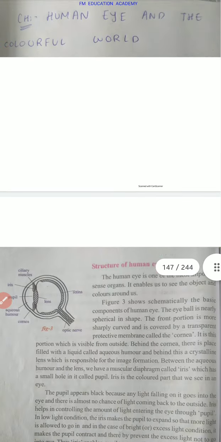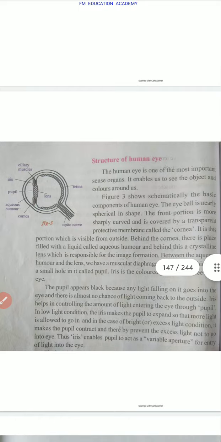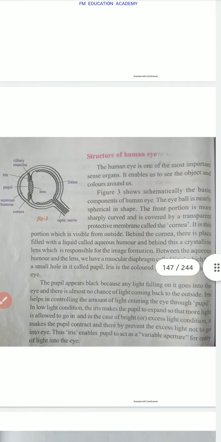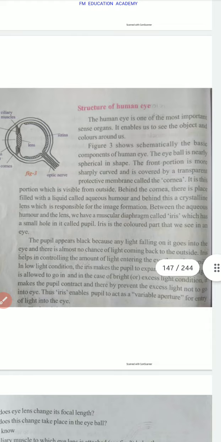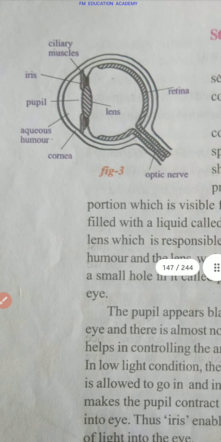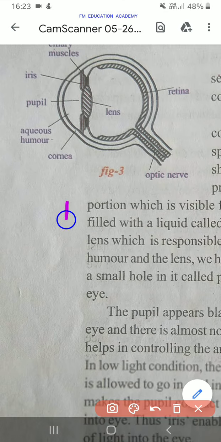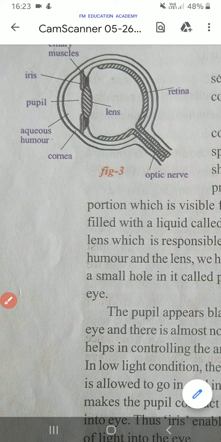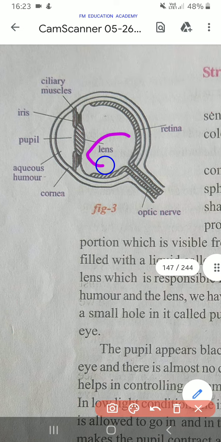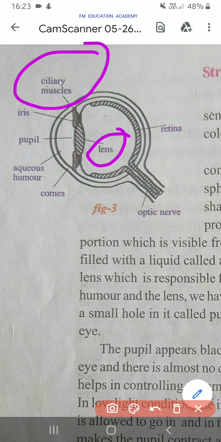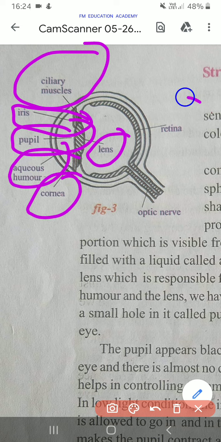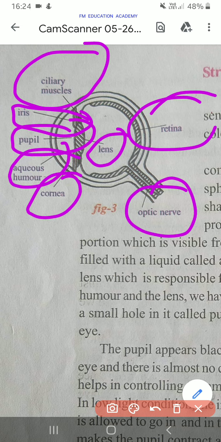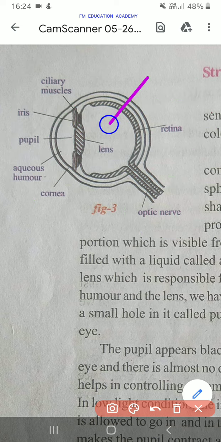Next chapter, human eye and the colorful world. In this you have only human eye. Okay. Why am I sharing these paragraphs? Because these paragraphs are important. Okay, in objective as well as 2 marks, it can ask you. You should know what is lens and function of lens. You should know what is the ciliary muscle and what is the function of ciliary muscle. What is the iris? Okay, then what is pupil? What is aqueous humor? What is cornea? What is retina? What is optic nerve? All these things should be clear to you. Okay.